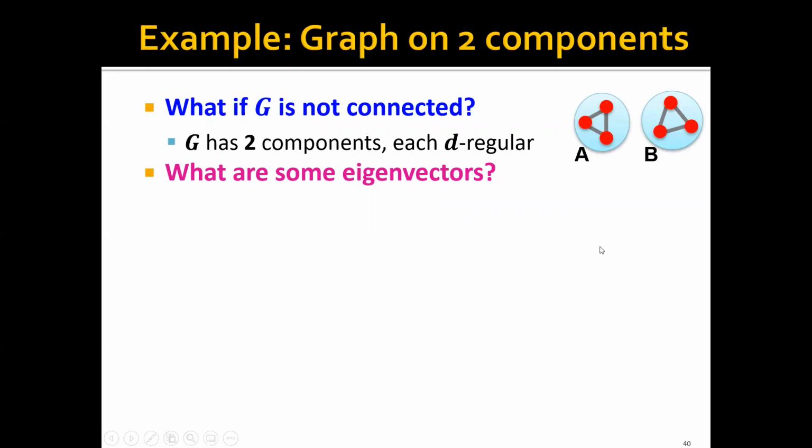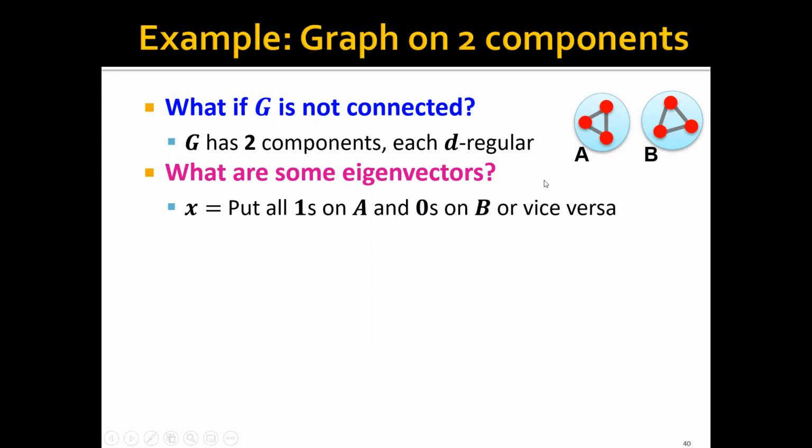Now let's look at another example where G is not connected, but G has two components, and each of its components is D-regular. Basically, in each component, every node has degree D. In this case, what are some eigenvectors? Suppose that we put all ones for all the nodes in group A and put all zeros for all the nodes in group B.